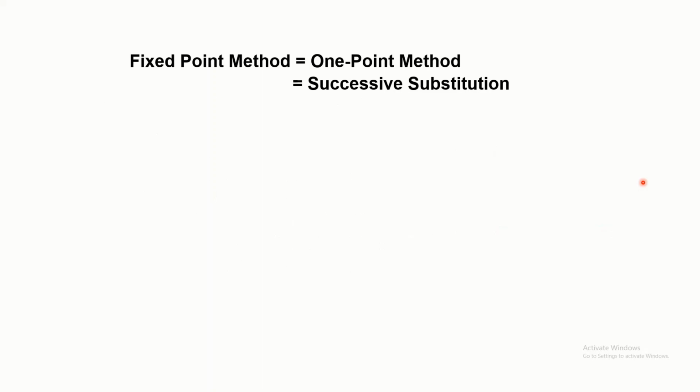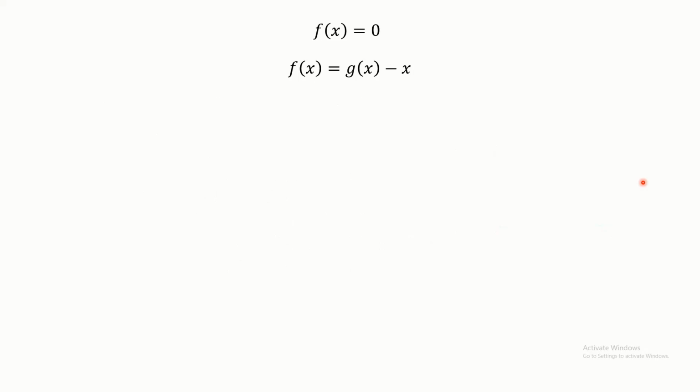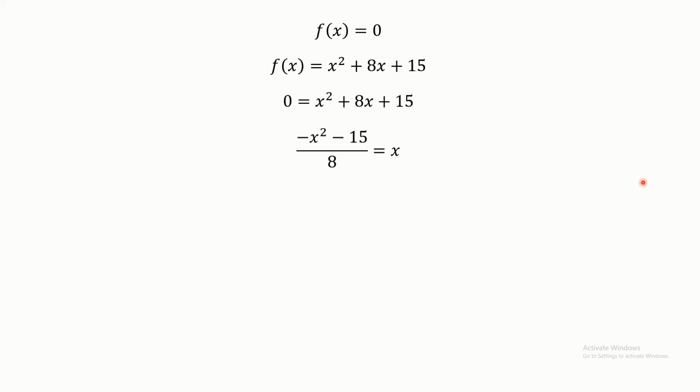The fixed point method, or one-point method, or successive substitution, is a method that rearranges the function to produce another equation that will be used for the iteration. Say for example, f of x is equal to 0, where the function is x squared plus 8x plus 15. Then, rearranging the equation, it will give us negative x squared minus 15 all over 8 equals x. If I transfer the positive x to the right of the equation, the resulting expression can be interpreted as the transformed equation in line with the fixed point method.